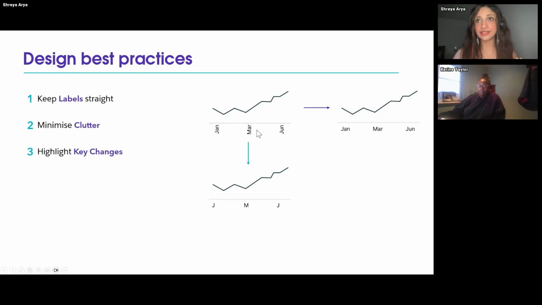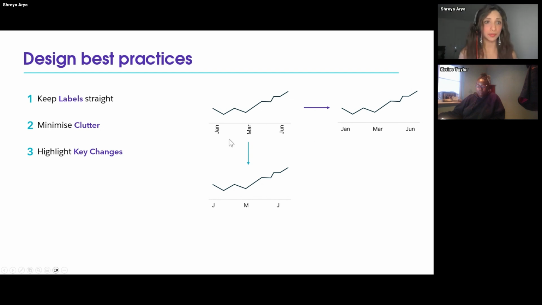And another alternative, if you can't have an abbreviated Jan, March, June version straight, is to just adopt the first letter of the month. So that's another great alternative, and it still delivers insight a lot more quickly than having to rotate your heads.